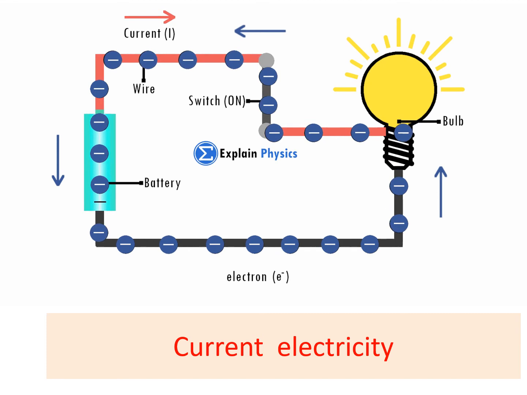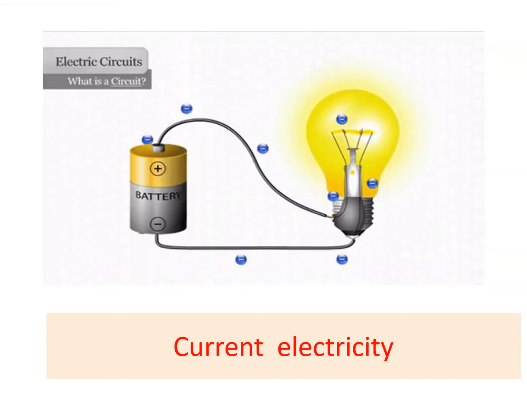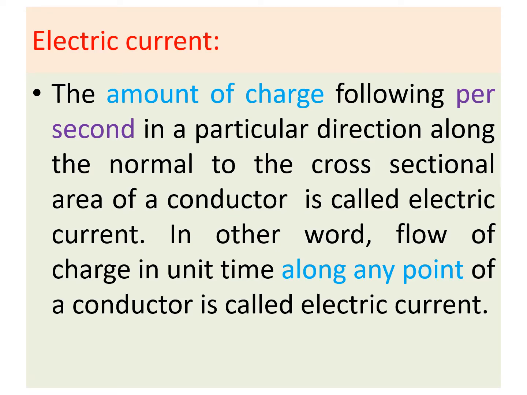Let me show you another example. Here, the bulb is lighting. Why? Because of the movement of electrons, the bulb is lighting. It's current electricity because the electron charge is not at rest. It is in motion. That's why it's current electricity.